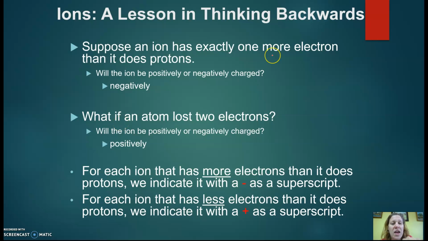Suppose an ion has exactly 1 more electron than it does protons. If it has 1 more electron, 1 more negative, it's going to be negatively charged. If you lose 2 electrons, if you give away 2 electrons, that means 2 negatives left, so it's going to be positively charged. The most important part: when you have more electrons, it's negative, which seems backwards. That's why it's thinking backwards. You have more electrons, that's a negative charge. You have fewer electrons, that's a positive charge.